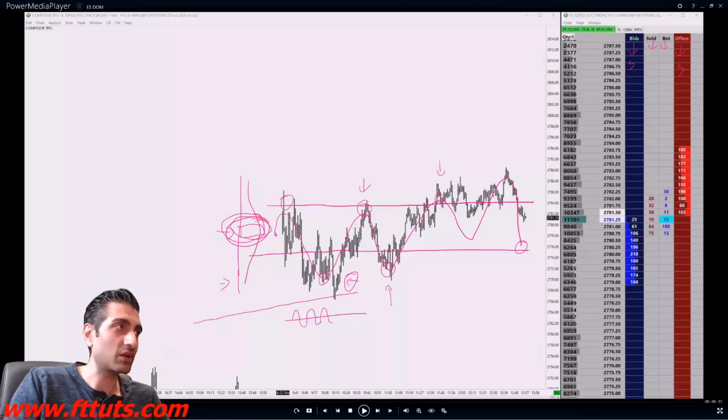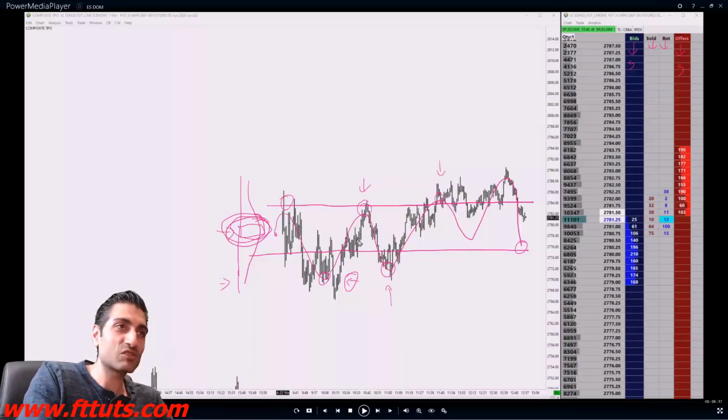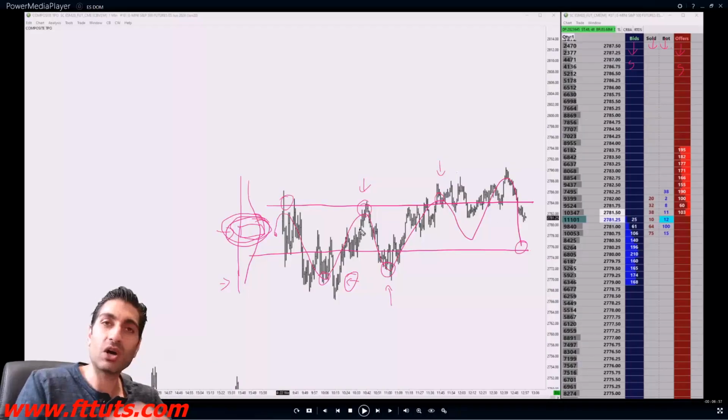So I know I said I wouldn't indicate a bash, but what can I do? Every opportunity, the market's presenting me. It's almost like the market's telling me to do it, right? I mean, it's there. So that's a balanced market.